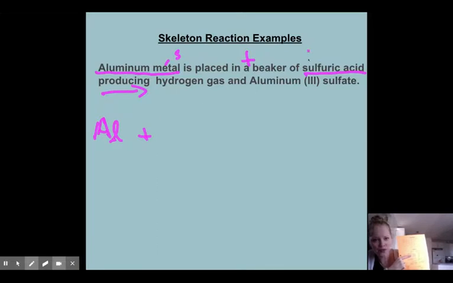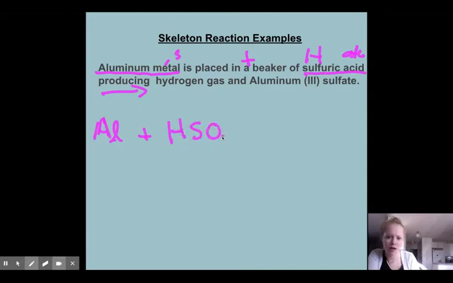So I'm looking for hydrogen sulfate, and sulfate is a polyatomic because it has an -ate ending. So this is actually going to be HSO4. But wait, sulfate has a charge of 2 negative, so therefore H2SO4. If this naming and recap review has thrown you off, you will want to go back and find that naming and formula review sheet I gave you and do some practice on it, because this is key to understanding and getting your skeleton equations right.